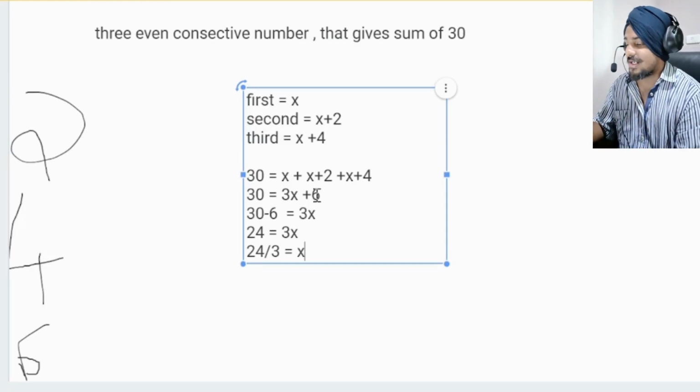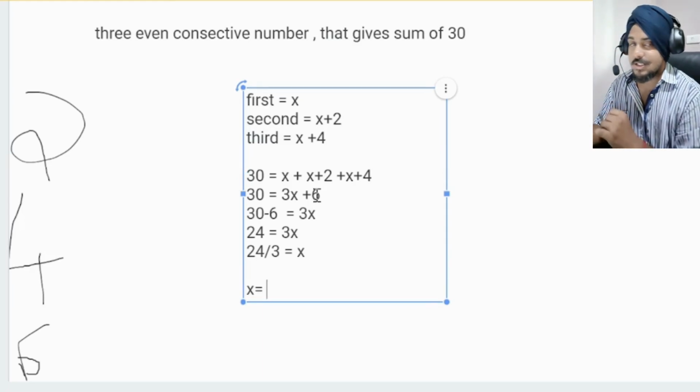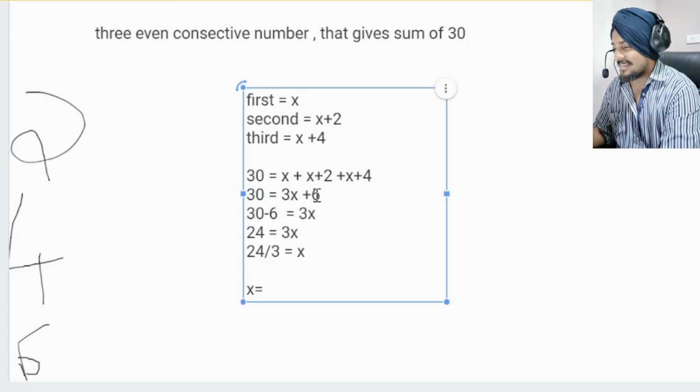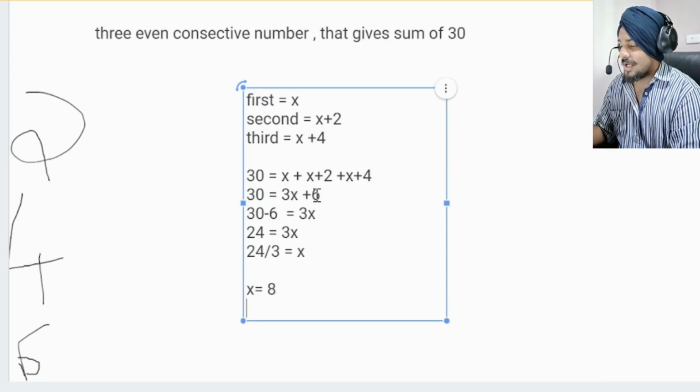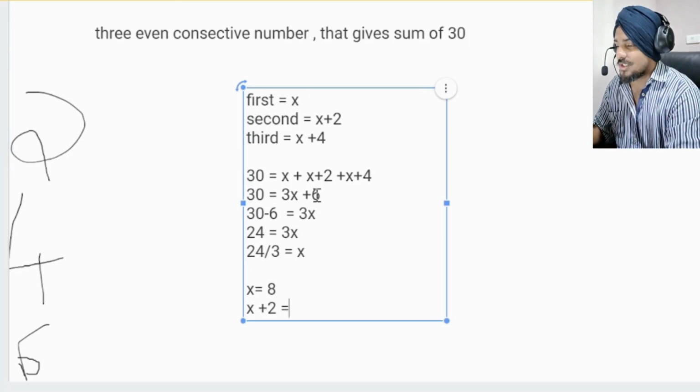So 24 divided by 3, that means x is how many? 8. And the second number will be x plus 2, which is 10.